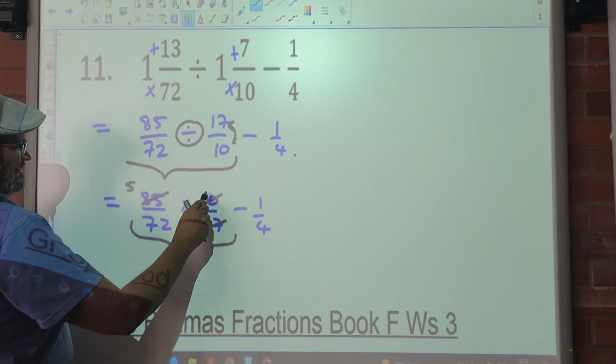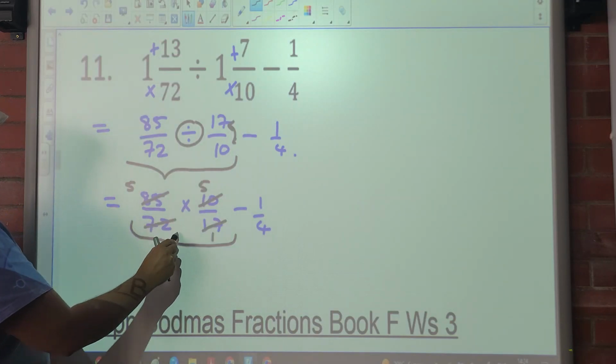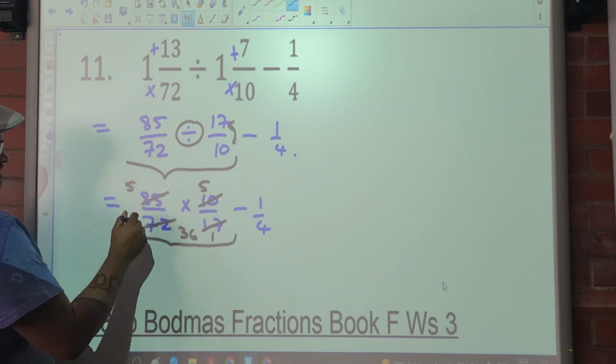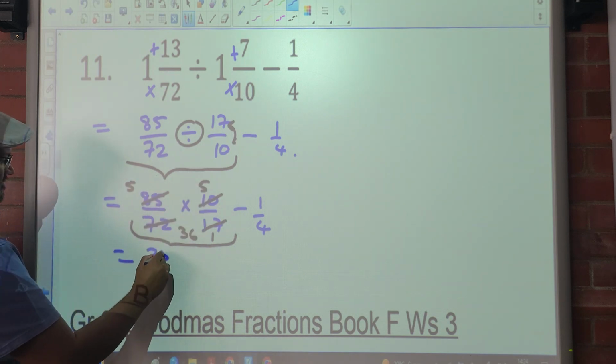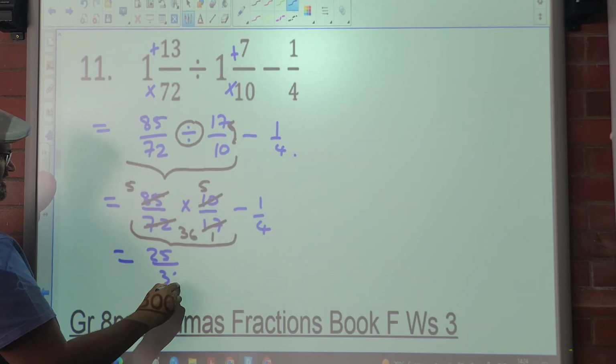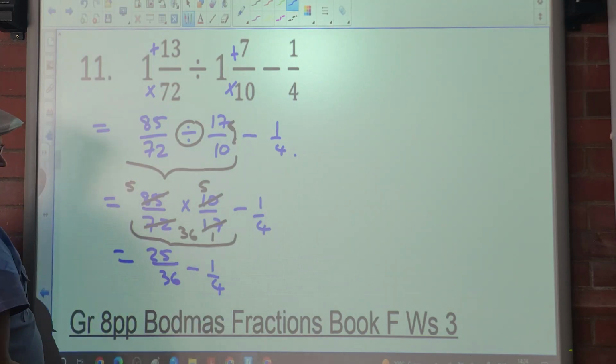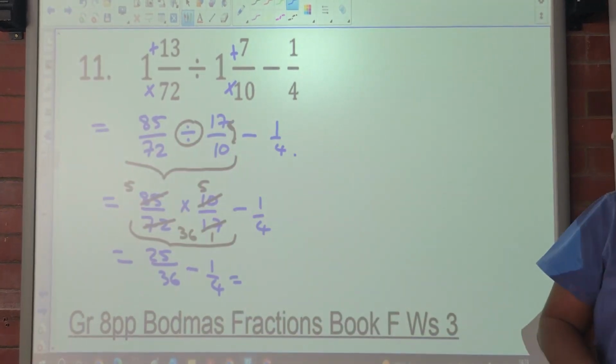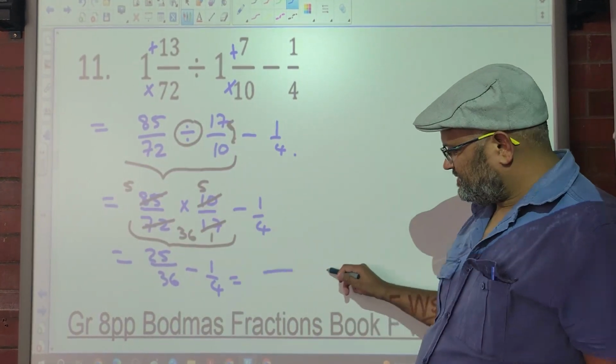2 goes into 10 5 times, 2 goes into 72 36 times. So 5 multiplied by 5 is 25. 36 times 1 is 36 minus a quarter. Now what? What's your LCM here? 36.